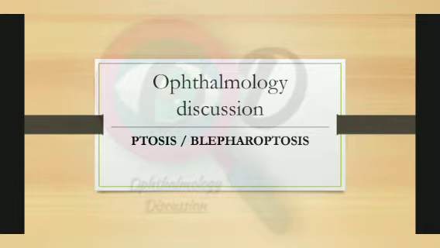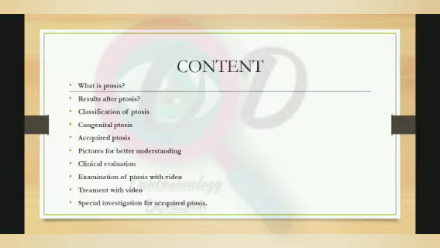We are going to discuss ptosis, also known as blepharoptosis. So what are the contents we are going to cover in this video? They are: what is ptosis, result after ptosis, classification of ptosis, congenital ptosis, acquired ptosis, and pictures of congenital and acquired ptosis for better understanding.